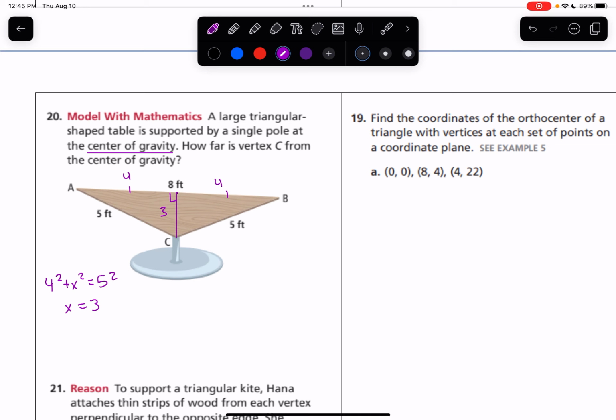But of course, the centroid divides the median into a 1:2 ratio. So if this whole thing is 3 units long, 2 units are going to be on the side closest to the vertex, and 1 unit is going to be on the side closest to the opposite side of the triangle, like this. So that 3 gets broken up in a 2:1 ratio. And when it says how far is vertex C from the center of gravity, that's going to be the 2 portion here. So we're going to say it's 2 feet from the center of gravity. There we go.